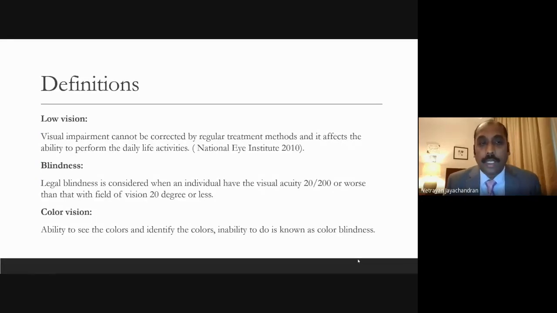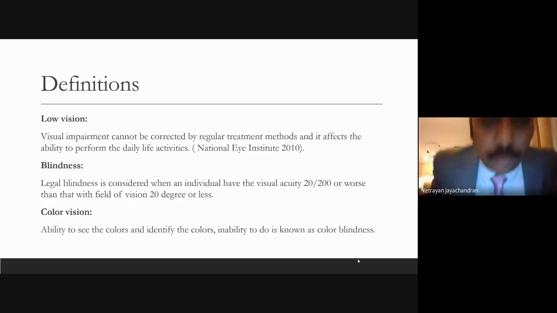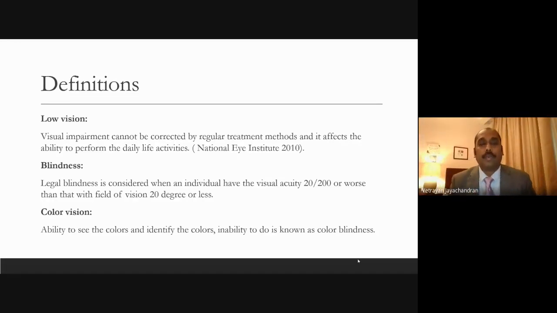We have to know the different terminologies used by ophthalmologists and optometrists, because as occupational therapists we are going to interact with the ophthalmologist or optometrist. So it is important for us to understand their terminology. If you know that terminology, it is easy to communicate and to understand the treatment process. For that, we have to know the definitions related to low vision.